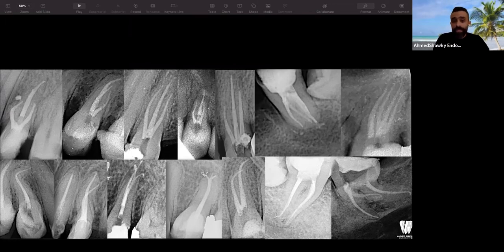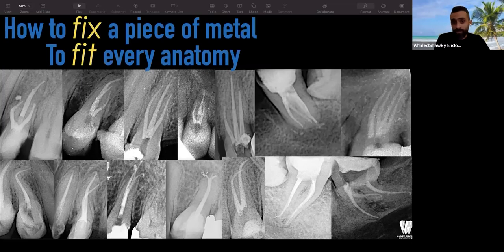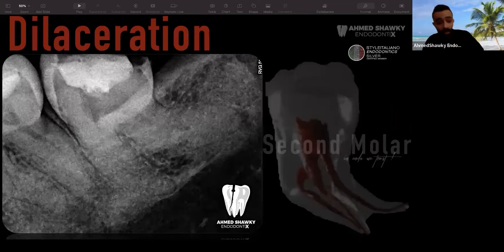That's why we cannot fix a piece of metal like the files to fit every anatomy. That's why we have to put our sequence. We have to put our selection for the motion, for the type of the alloy, for the management of the anatomy. Also, let's look at this case.